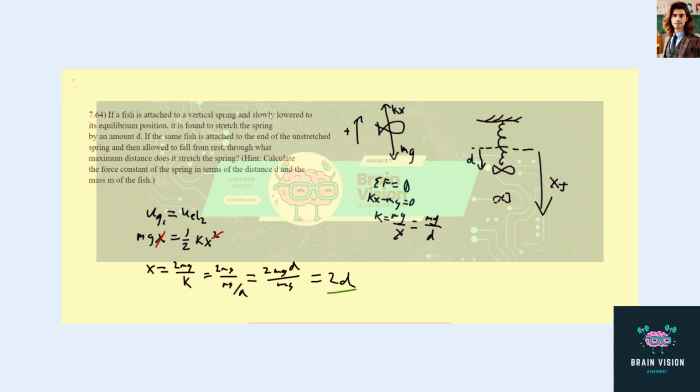That's going to be the distance that it falls to when it's stretched. So we can think about this as: when we have the fish here in this position and we lift it up, we add gravitational potential energy, and then it falls to that point below the equilibrium position at the same distance.